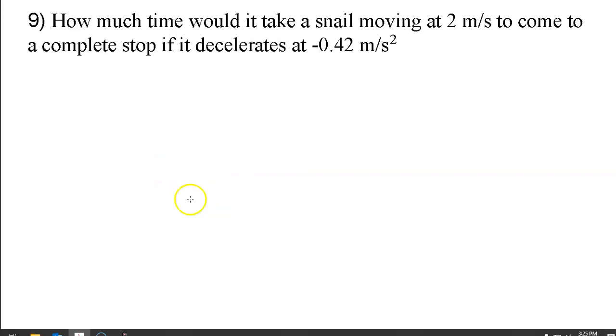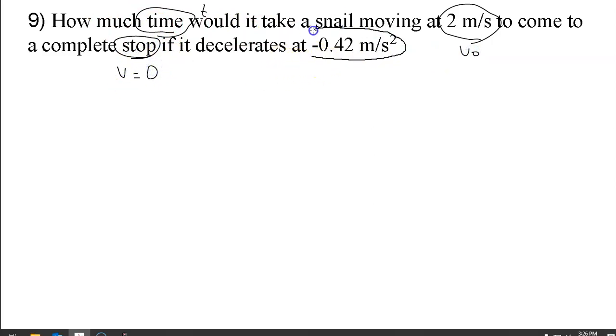Okay, how much time would it take a snail? Right, so there's the first number right there, time, t, and 2 meters per second is the initial velocity. It's going to come to a stop. That's one of the numbers there. The final velocity is 0, and I've got a deceleration.